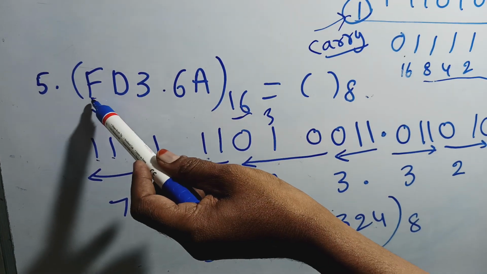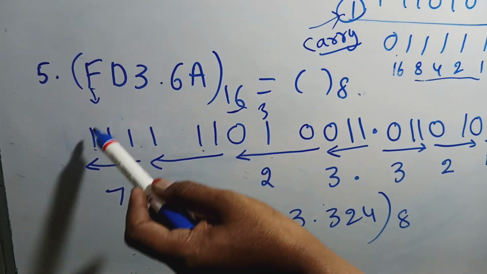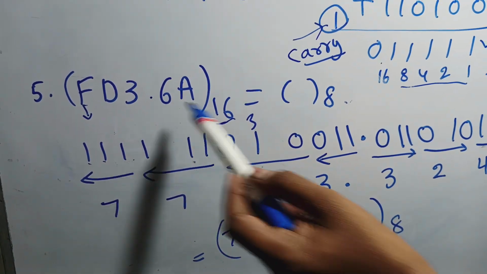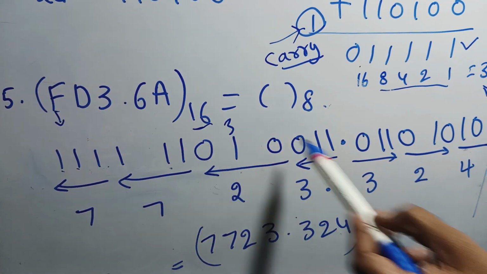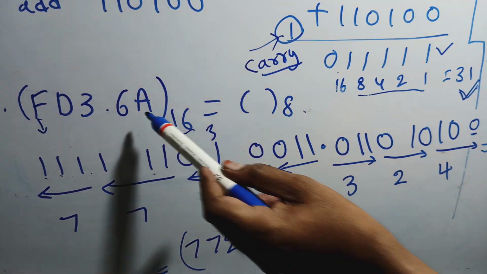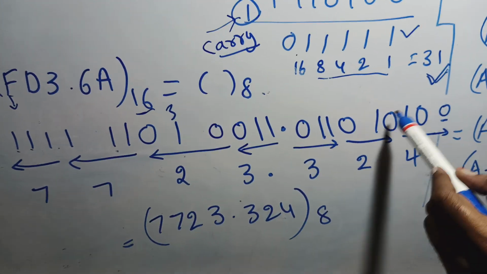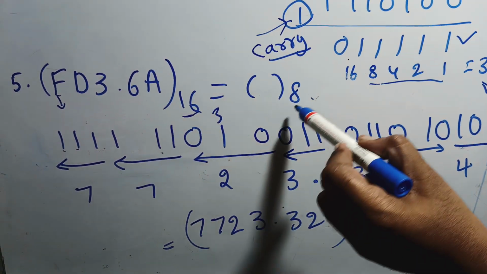Here each digit has a corresponding 4-bit number. F is 1111, D is 13, 1101, 3 is 0011, 6 is 0110, A is 10, 1010. Then I want the octal number.